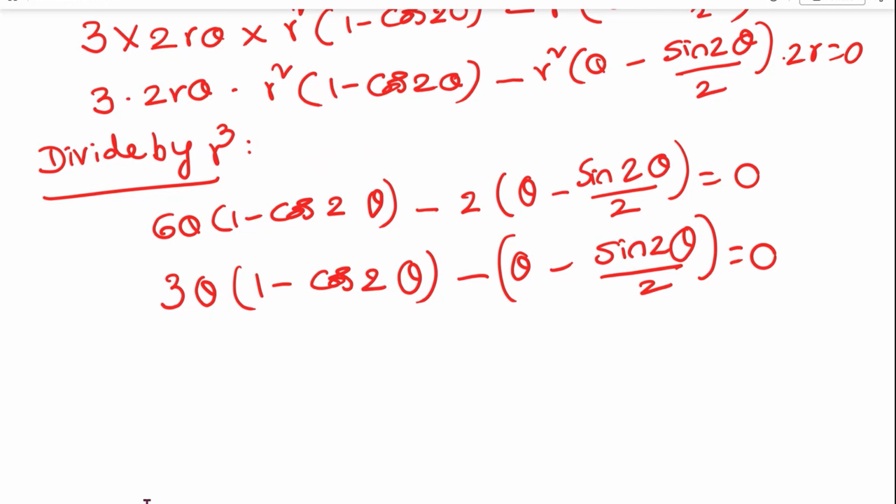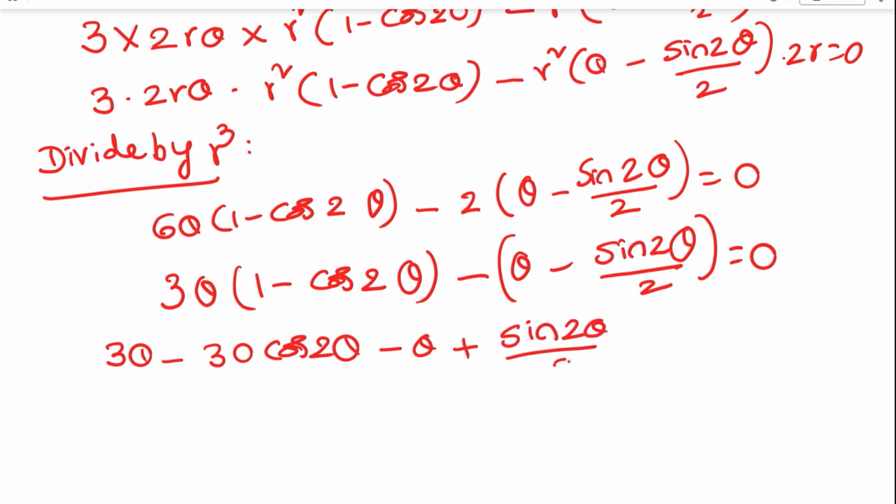So still if I simplify it, then what can I do? Just let me see. 3 theta minus 3 theta cos 2 theta minus theta plus sine 2 theta by 2 is equal to 0. This is the first thing.